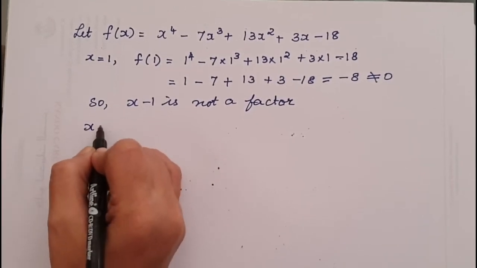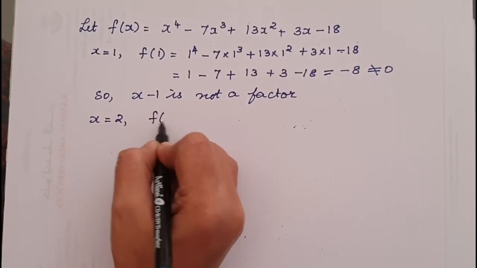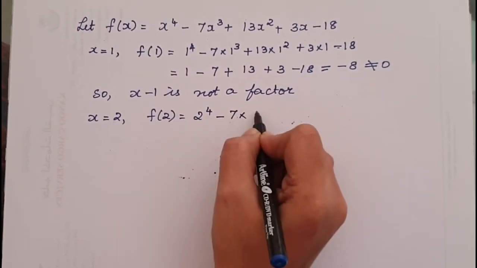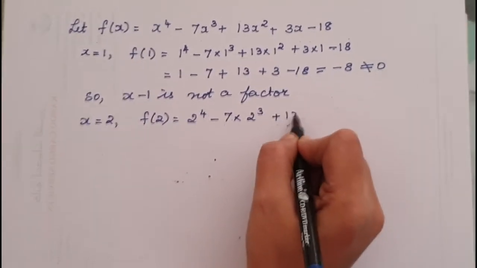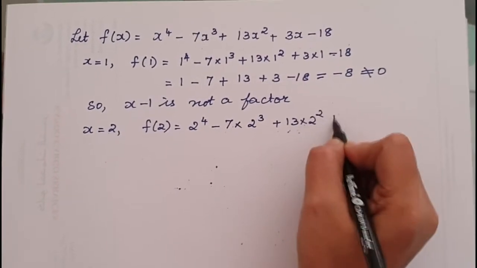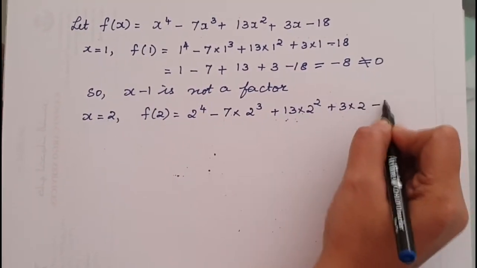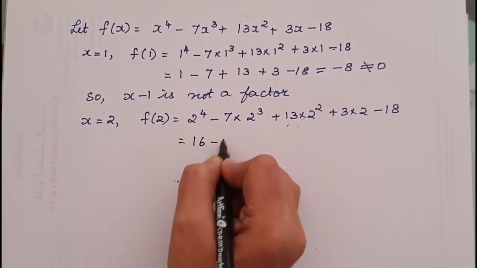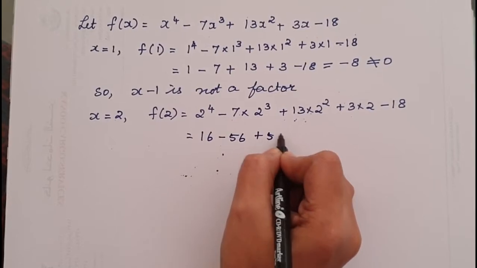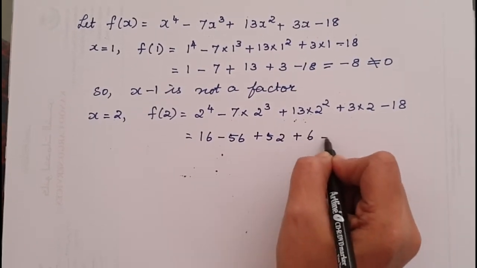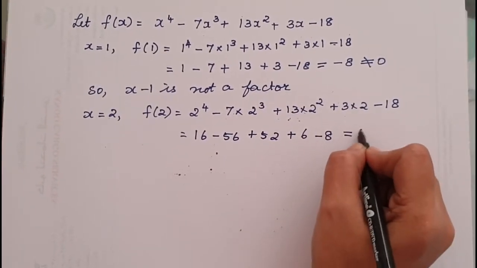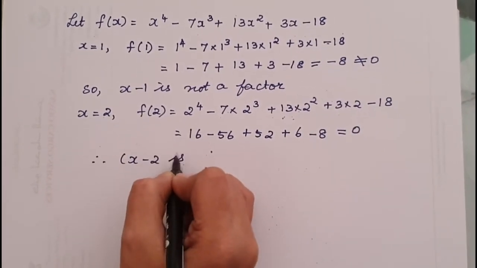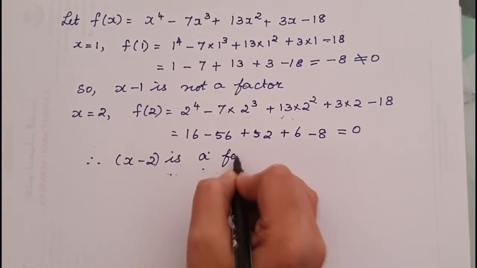Then in the next case, substitute x equal to 2. So f of 2 will be equal to 2 to the power of 4 minus 7 times 2 cube plus 13 times 2 square plus 3 times 2 minus 18. This will give us 16 minus 56 plus 52 plus 6 minus 18, which is equal to 0. So therefore x minus 2 is a factor.